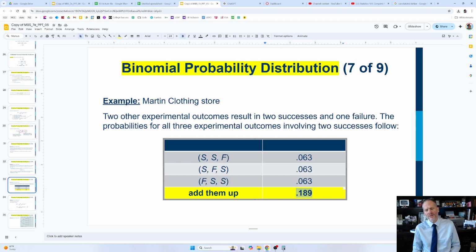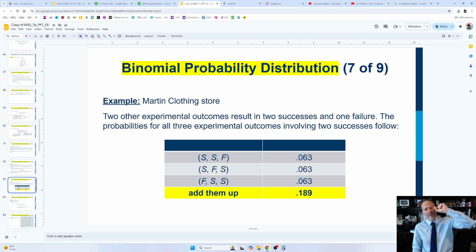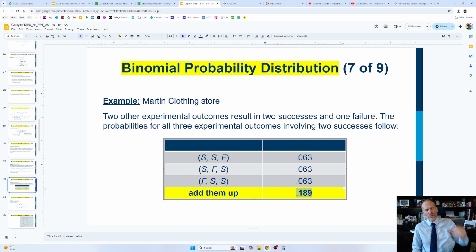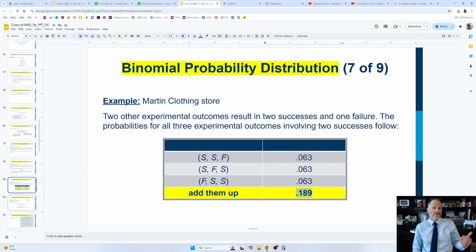And if we add up all those probabilities for the 3 possible, we have a sample space with sample points, and then we have an event, and out of our total sample space, if we just look at the different events in that sample space and their probabilities, we can add up the individual probabilities of those events, and we get the probability of all 3 of those events happening. That's 0.189, which is different than 0.375. And so we could calculate the probability that way, or we could also calculate the probability using this formula.